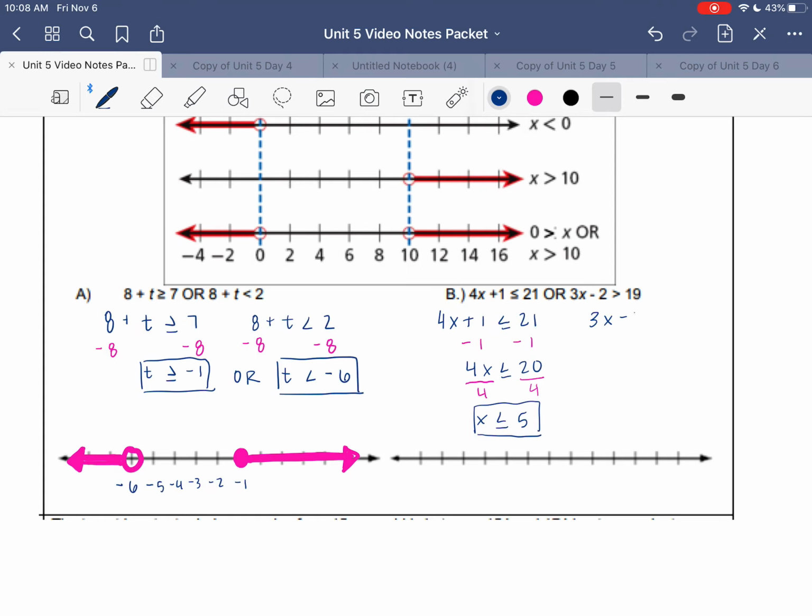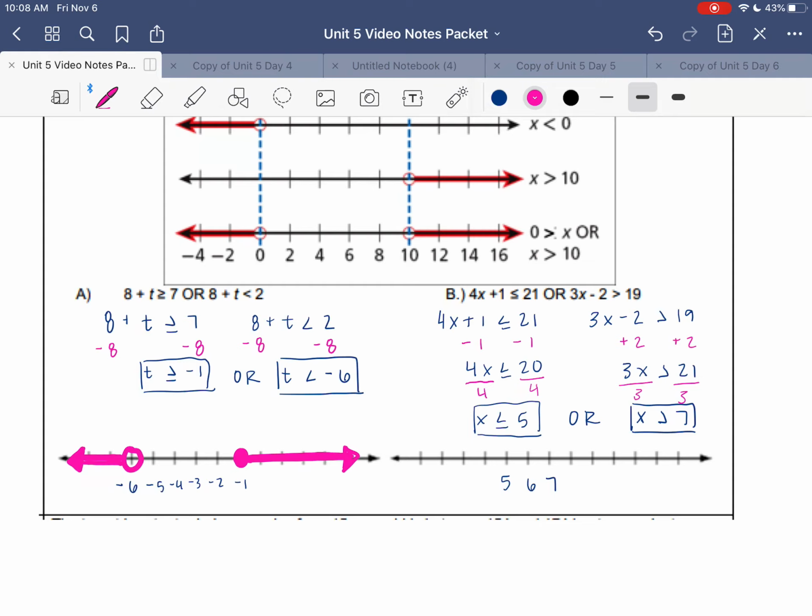We've got to find the second part. For the 3x minus 2 is greater than 19, I would add 2 on both sides. We get 3x is greater than 21. Divide by 3, divide by 3, and we get x must be greater than 7. So there's the second part of my union. So I really only need to go from 5 to 7 here.